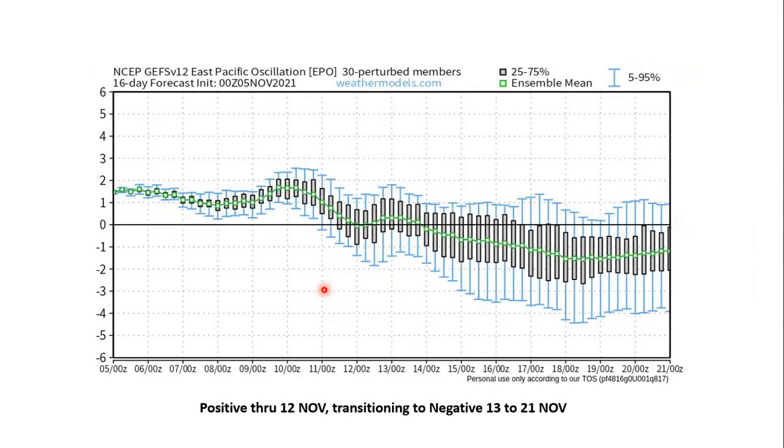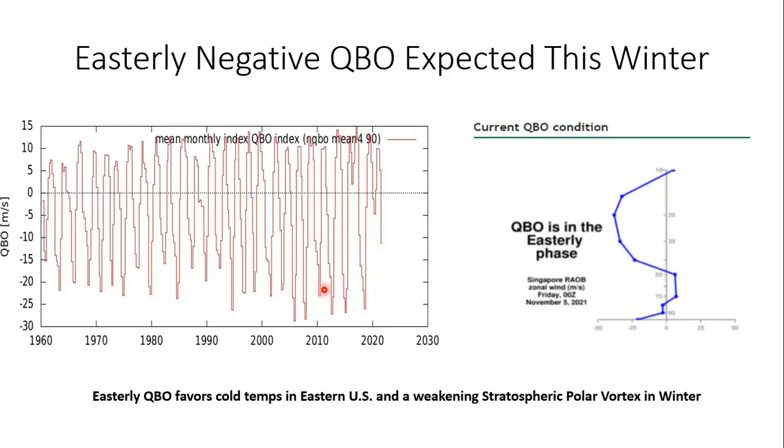So that will be interesting to see. Those ensemble models seem to be pointing something out to us. All right, so now moving on to the quasi-biennial oscillation. This is one of those factors we look at.